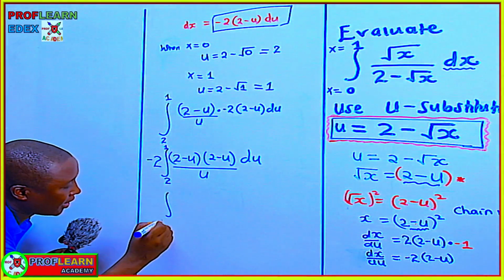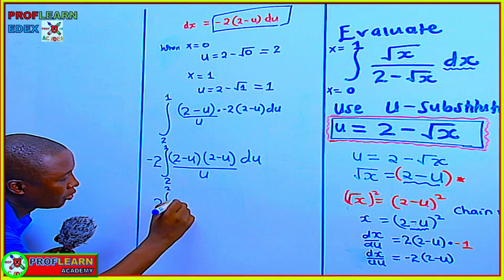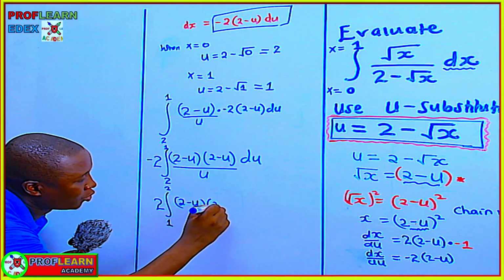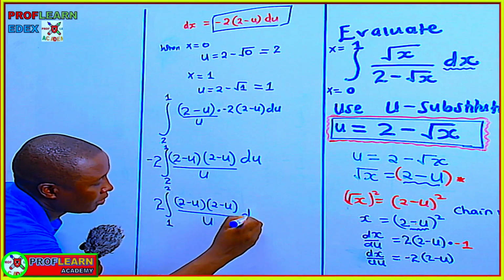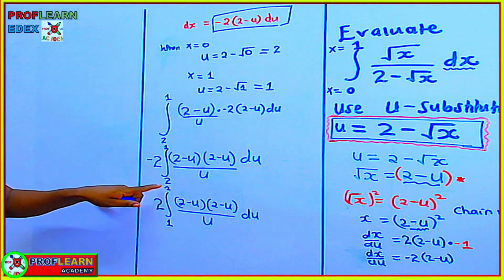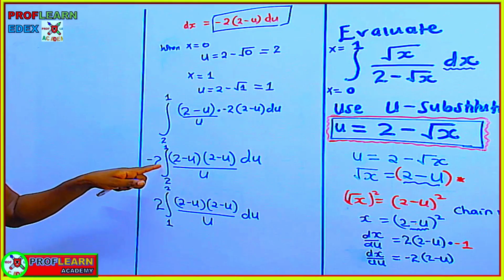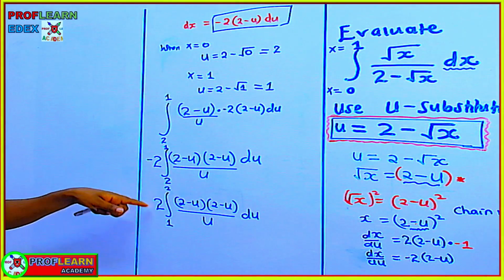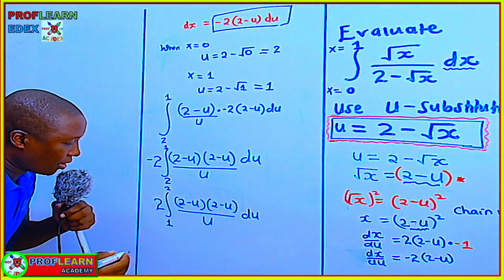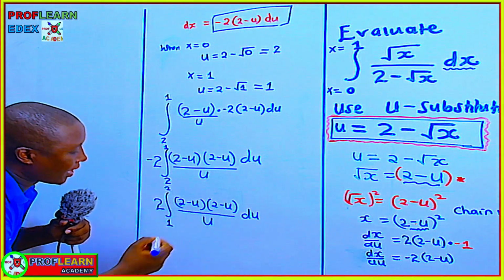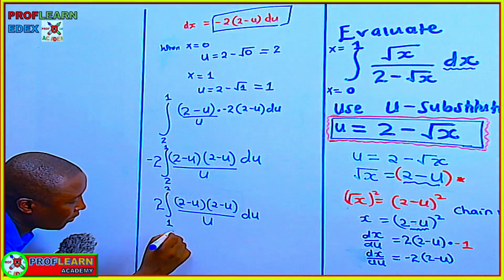So I can now change that to 1 all the way to 2, but I'll have positive 2 into 2 minus u over u du. You see now, since I switched the position of 1 and 2, I have to introduce a negative sign. And since we are having a negative sign here, we now have a positive value. Okay, so at this point, I think we are good. We need to at least expand this and simplify and see what we shall have. So this will start from 1 all the way to 2.